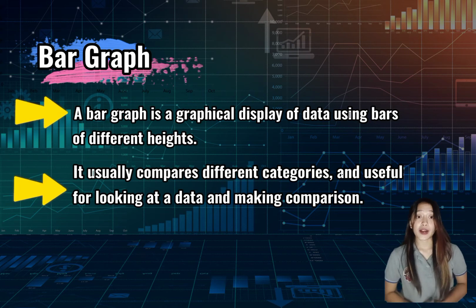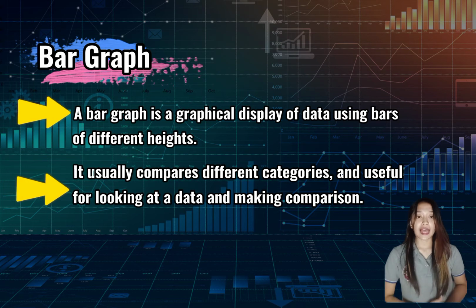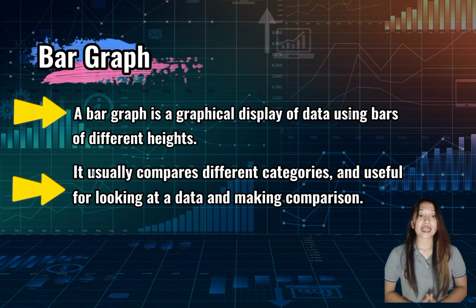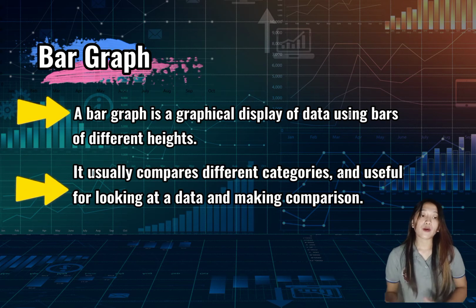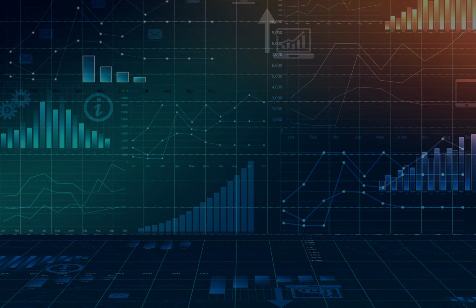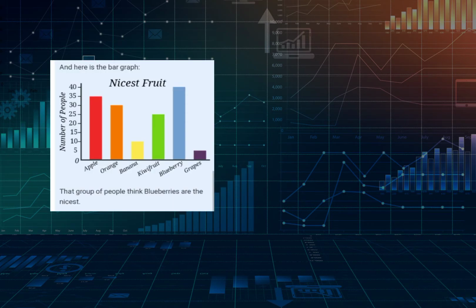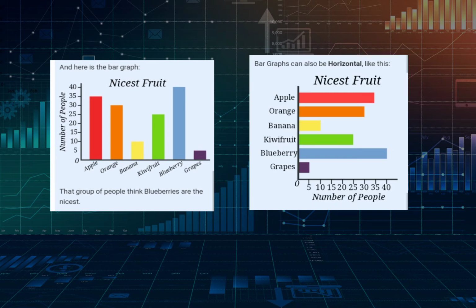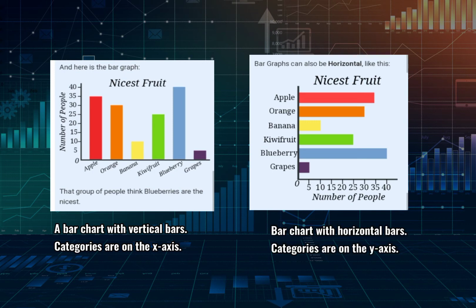So let's move on to bar graphs. A bar graph is a graphical display of data using bars of different heights. It usually compares different categories and useful for looking at the data and making a comparison. So kagaya ng line graph, bar graph also consists of horizontal x-axis and vertical y-axis. A bar graph compares different categories. It can be vertical or horizontal. A bar chart with vertical bars, categories are on the x-axis, and bar chart with horizontal bars, categories are on the y-axis.